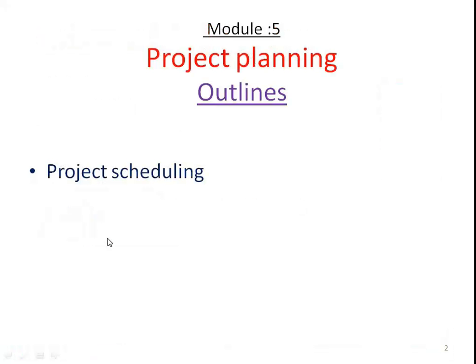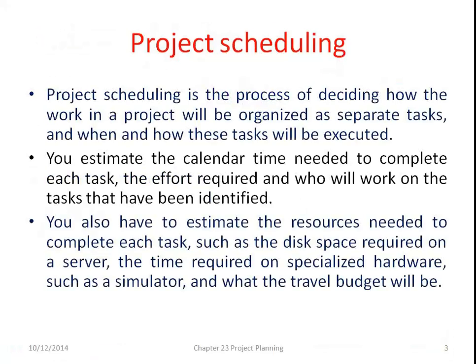The outline of the class is project scheduling. So what do you mean by project scheduling? A software project contains a number of subsystems. Each subsystem contains different tasks. After combining all the subsystems, it becomes a project.